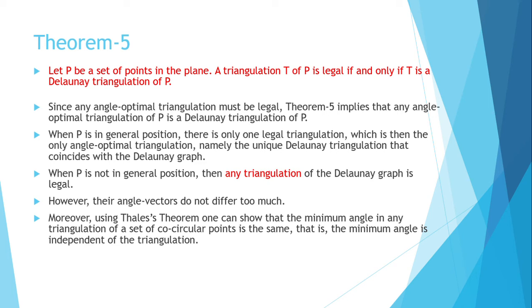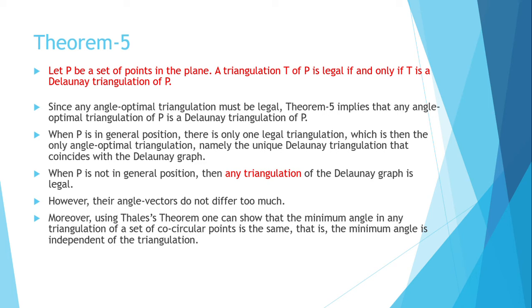Moreover, using Thales' theorem, one can show that the minimum angle in a triangulation of a set of co-circular points is the same. That is, the minimum angle is independent of the triangulation.